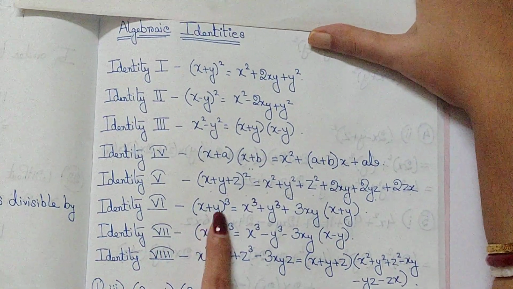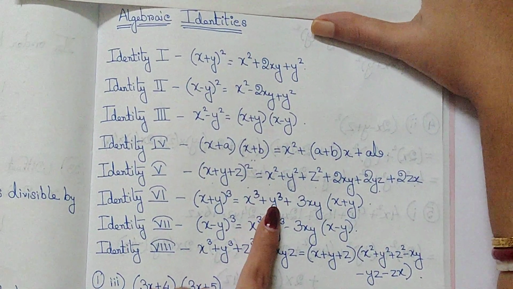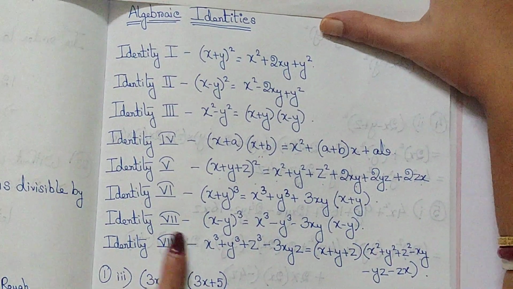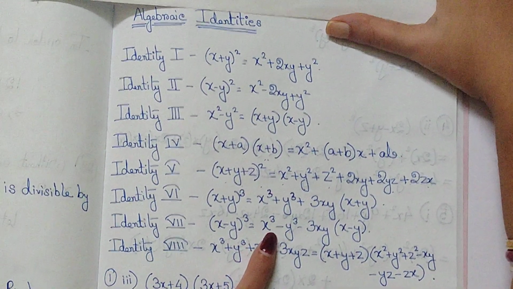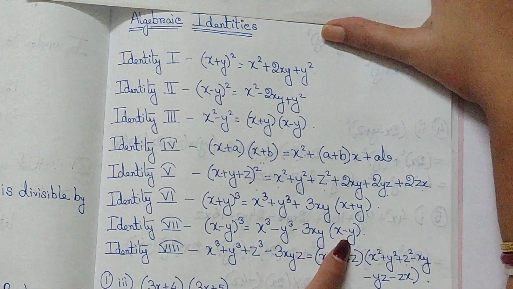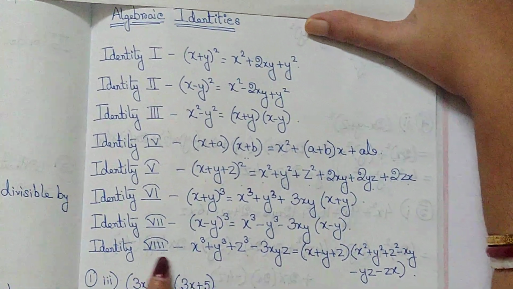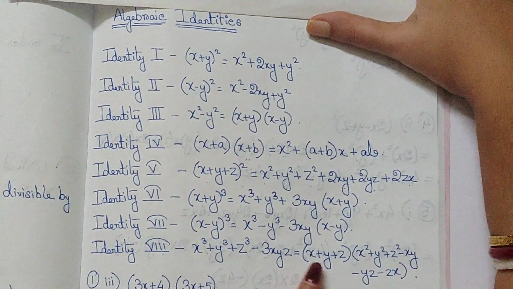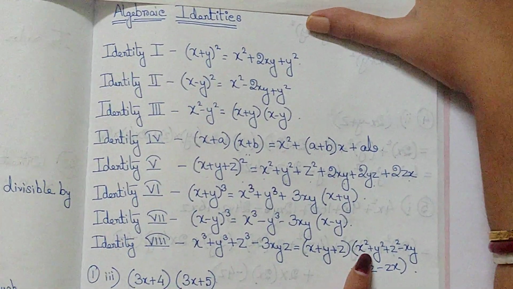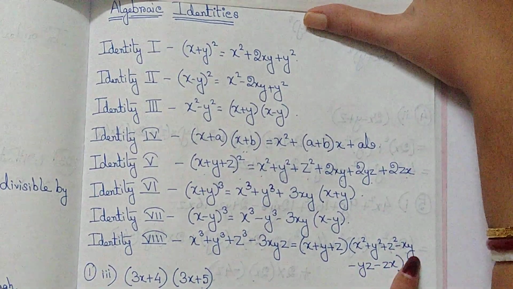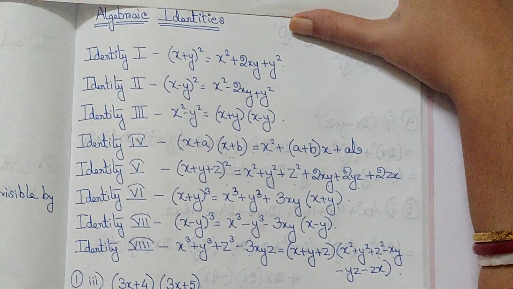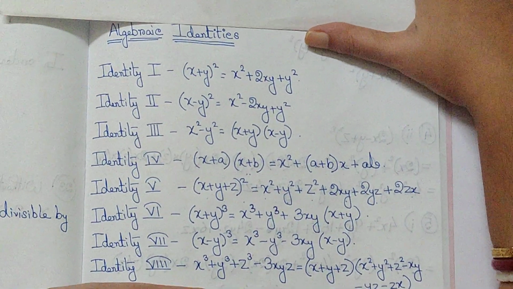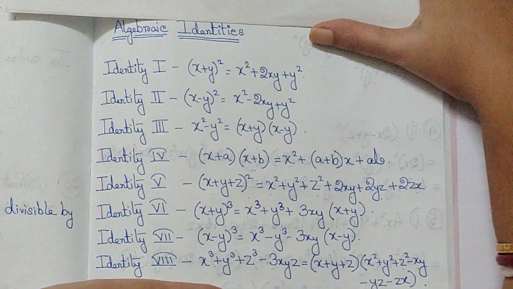Identity 6, x plus y whole cube equals to x cube plus y cube plus 3xy into x plus y. Identity 7, x minus y whole cube equals to x cube minus y cube minus 3xy into x minus y. Identity 8, x cube plus y cube plus z cube minus 3xyz equals to x plus y plus z into x square plus y square plus z square minus xy minus yz minus zx. These are the main identities that you will be needing while solving the factorization of polynomial.